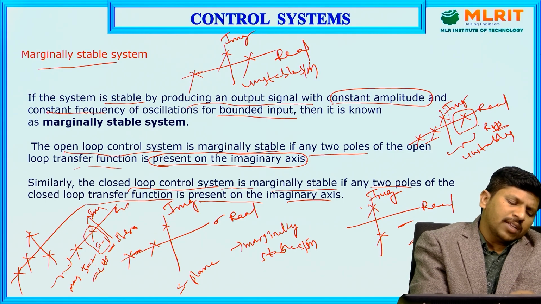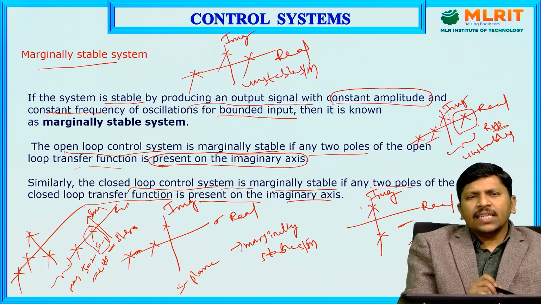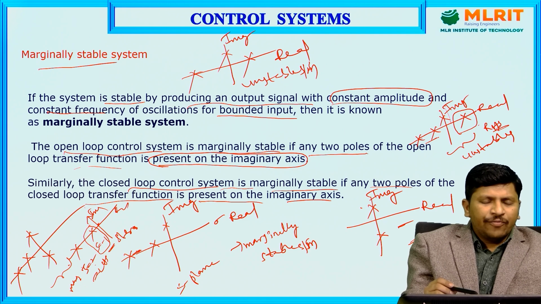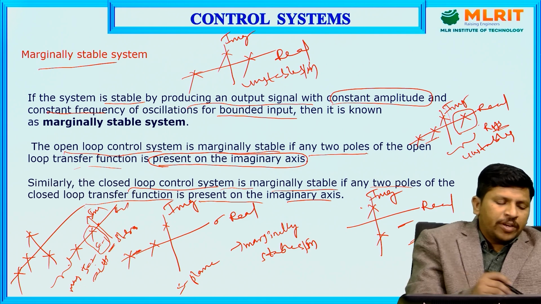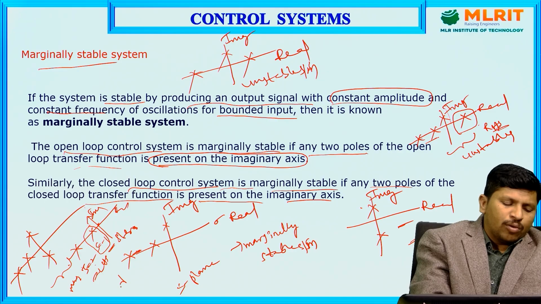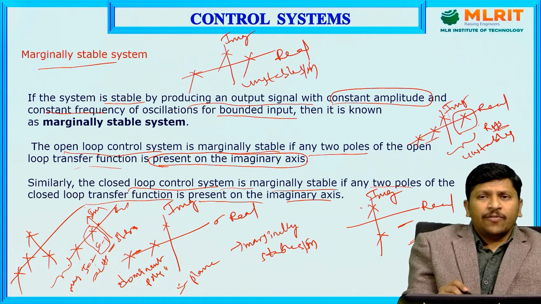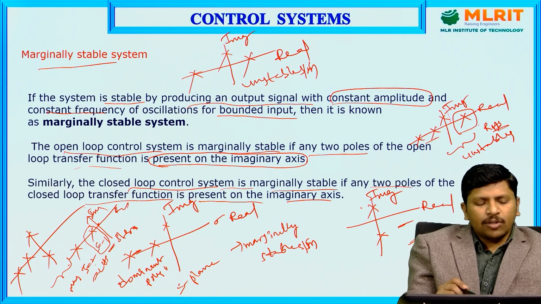And here, s equals -1 is the nearest pole to the origin. Then we call this pole the dominant pole. Dominant pole is nothing but what? If any pole is near the origin of the s plane, then that type of pole is nothing but the dominant pole.